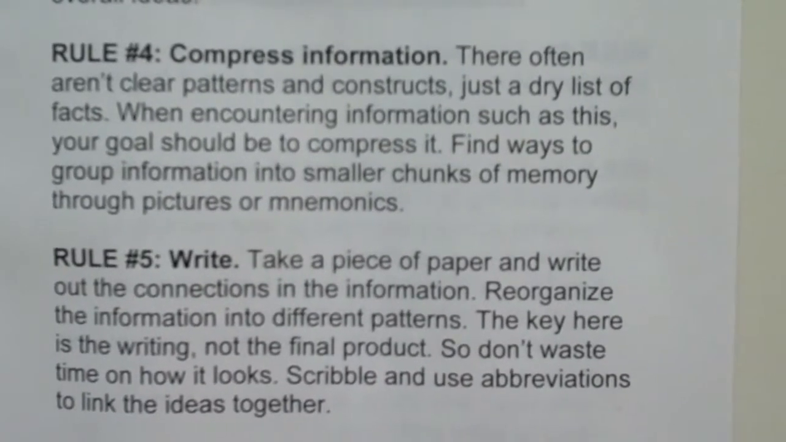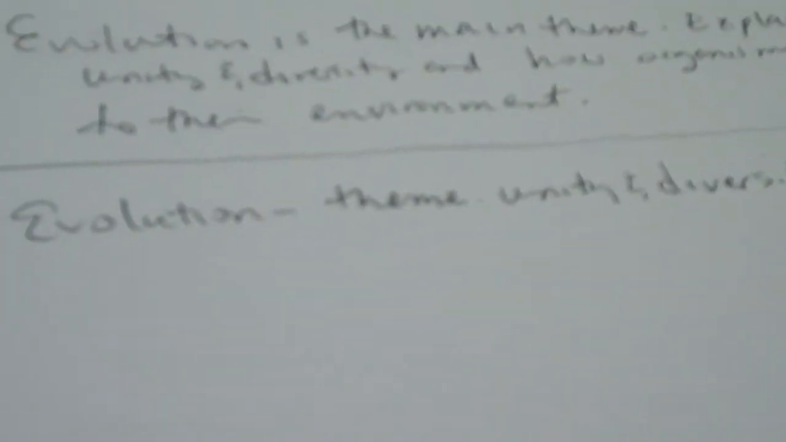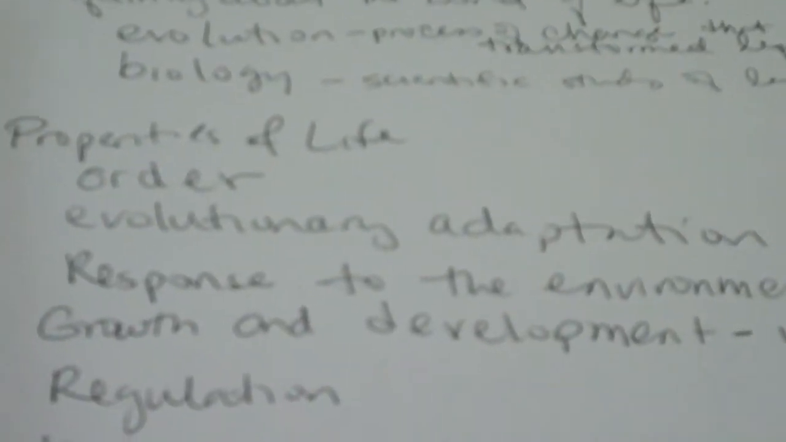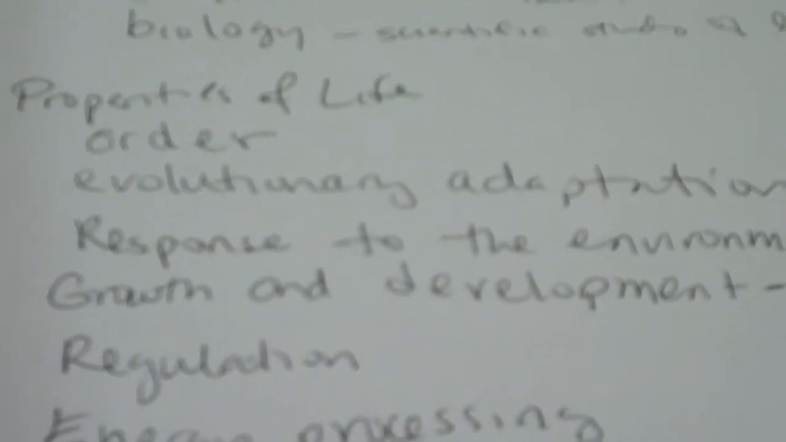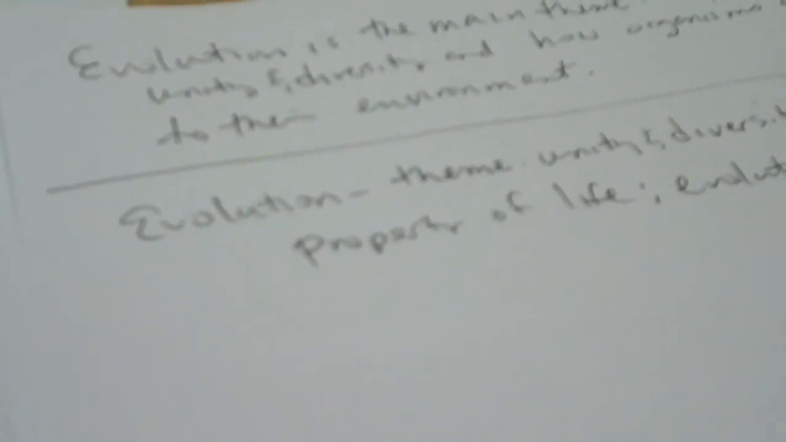So let's have a look at this. Here's an idea of how you might do that. We're talking about evolution, right? So I'm going to try to connect this with something else that we've been talking about. So in the properties of life, see how there's that key part about evolutionary adaptation? So that means that evolution relates to the property of life, evolutionary adaptation.